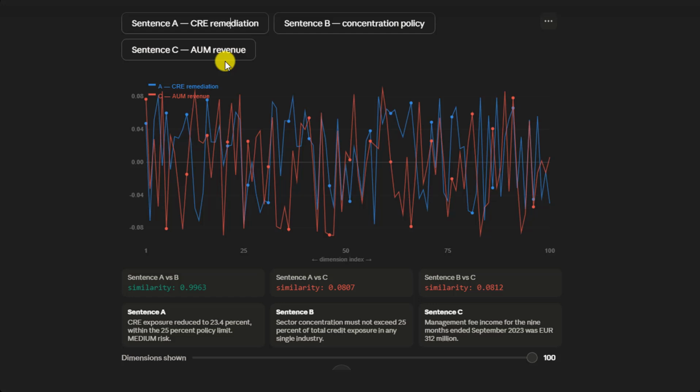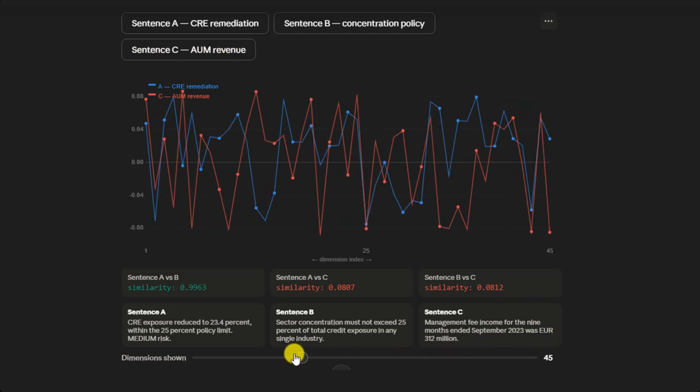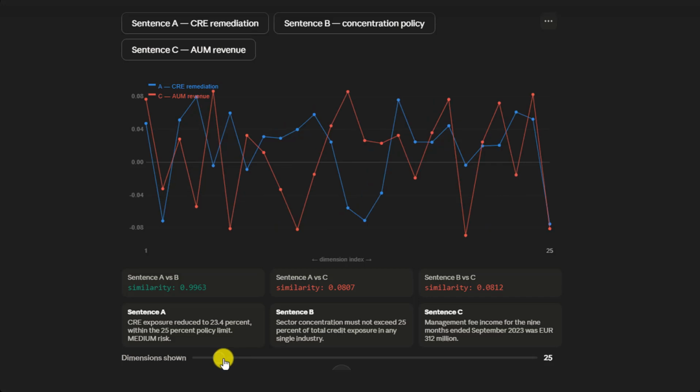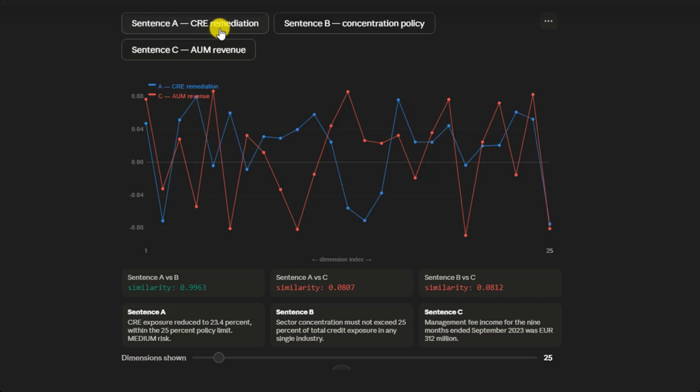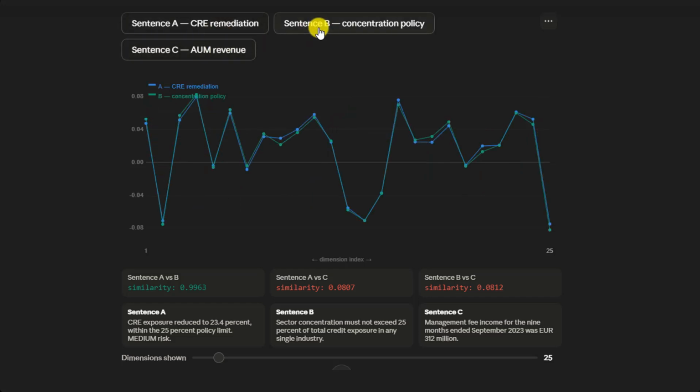Now, if I reduce the dimensions, it's going to look something like this. Across the first 25 dimensions, you can see the separation much more clearly. This is A and this is C. Whereas if I remove C and bring in B, you see that the difference is quite small. All right, so there you go, another way to understand vectors.